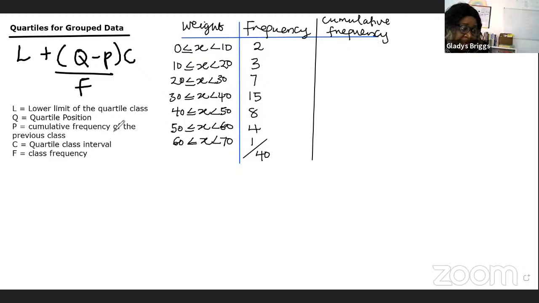Because we need that for our calculations. So you know how to work out cumulative frequency.